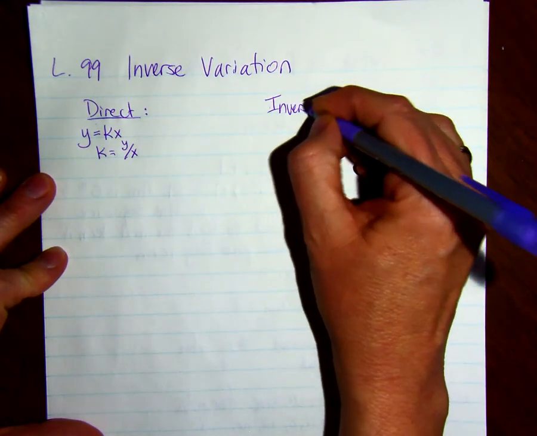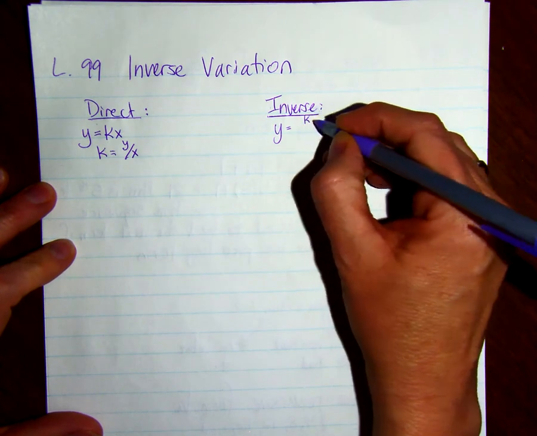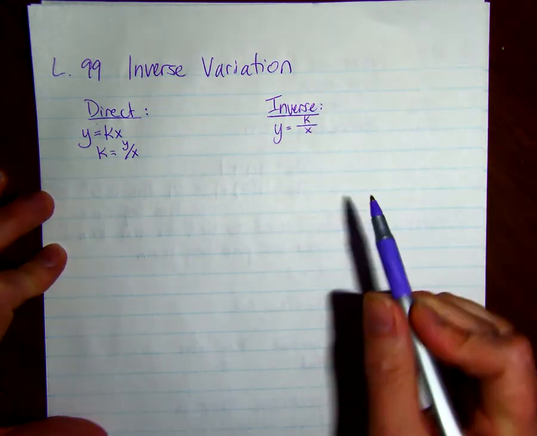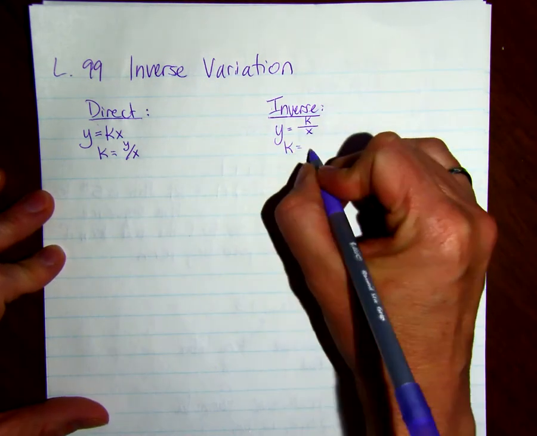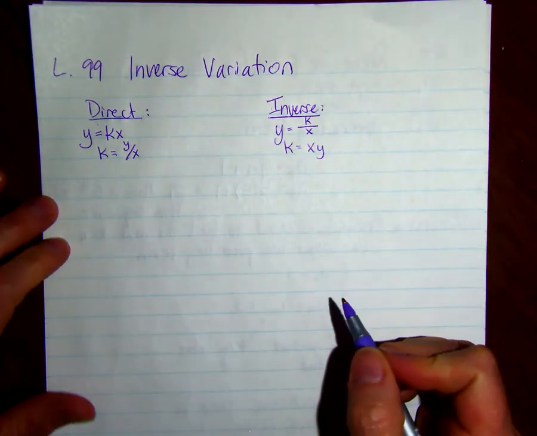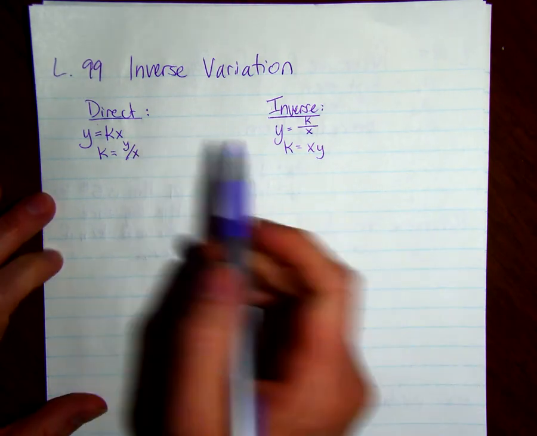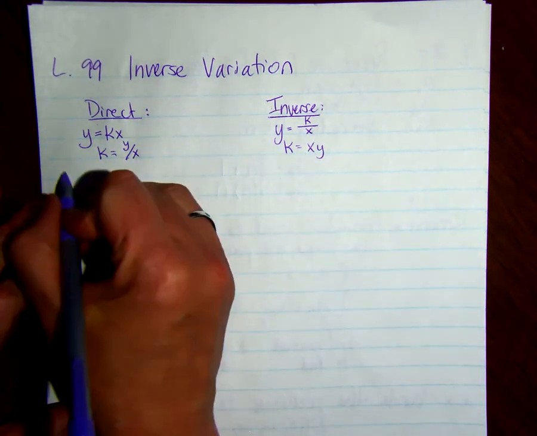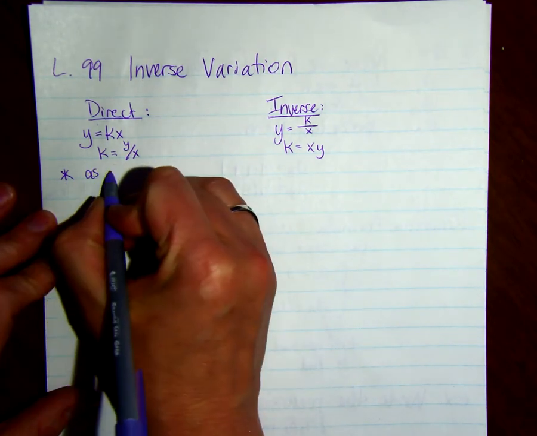Inverse variation is y equals some number divided by x. So if I multiply both sides by x, I'm going to get k equals xy. And that is an inverse variation. So the difference is for direct, as one increases, the other increases.